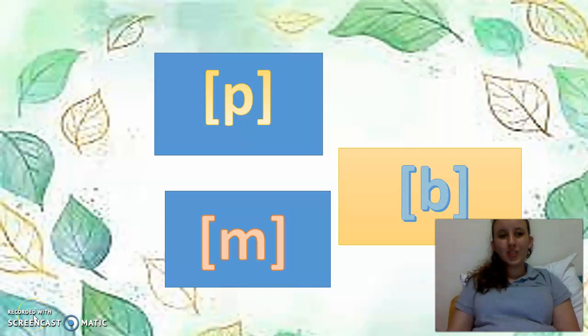Hello, this is the consonant sound. Number 1, P, P, for example, pay. Number 2, B, B, for example, bay. Number 3, M, M, for example, made.